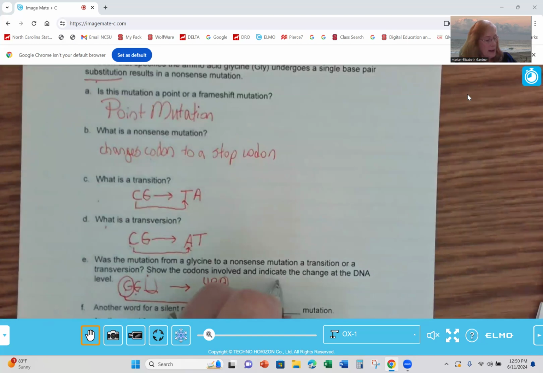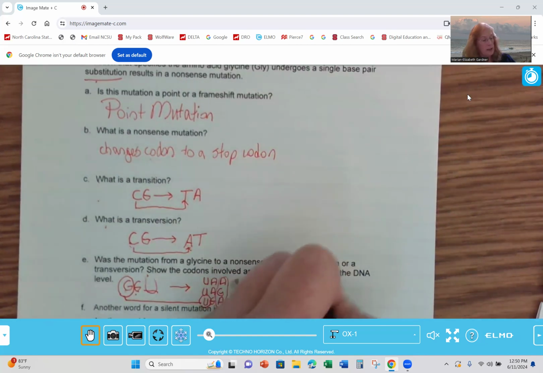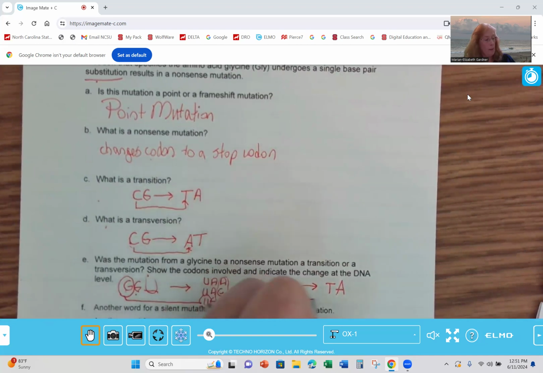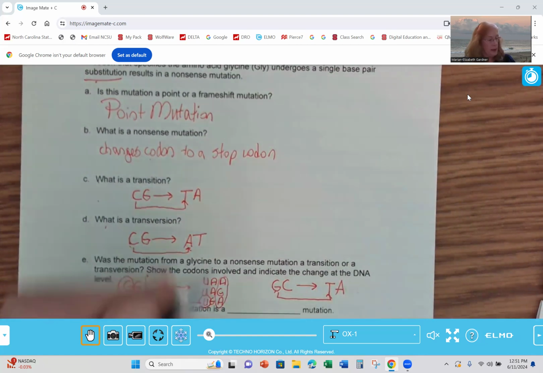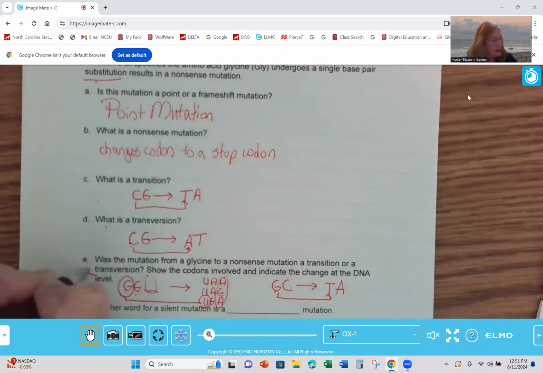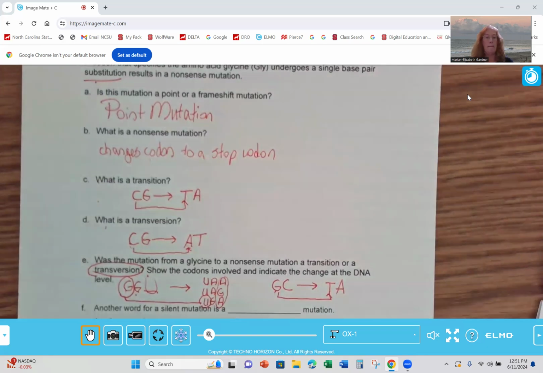So on the DNA level, we had a G that changed to T, which means our GC pair changed to a TA pair. Remember, keeping the order the same, and that would be a transversion because guanine is a purine and thymine is a pyrimidine. So this is a transversion.